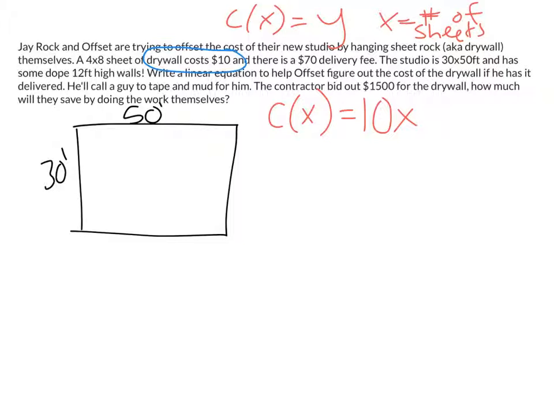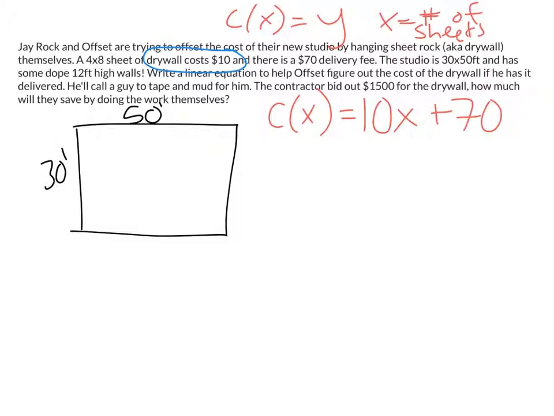And then what's our static amount here? What's our fixed amount? That's the delivery fee. Sometimes they'll even eliminate the delivery fee if you order enough. We won't get into that. But we'll say it's a $70 delivery fee, flat fee. You order whatever drywall you want, it's going to be $70 to deliver it. Okay? Cool. So $10 for every sheet that we need.